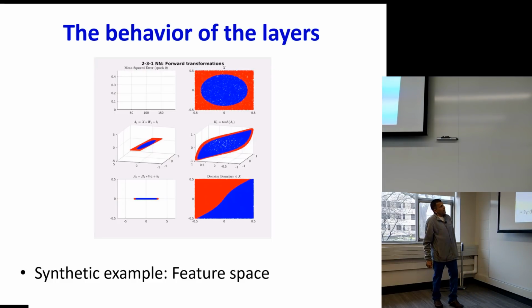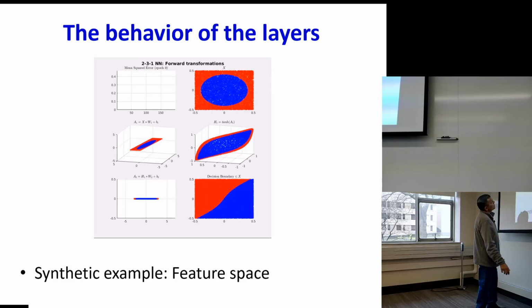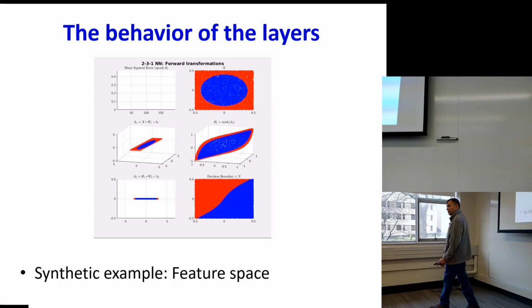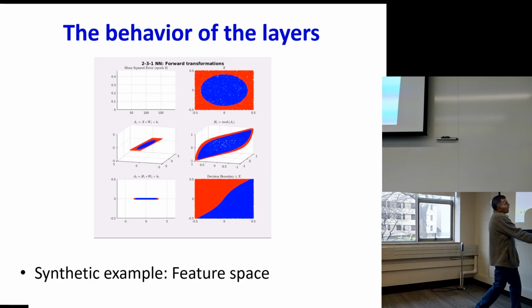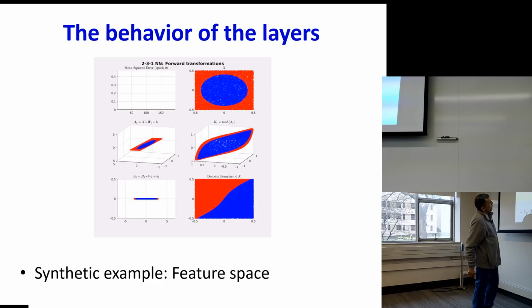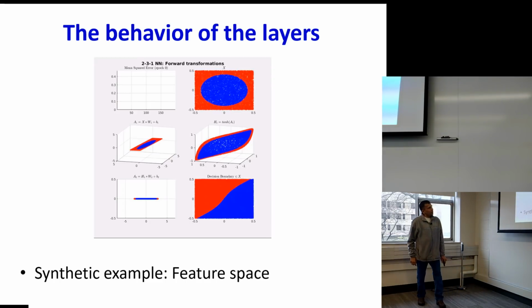And then this is the input to the final output layer, which is just one neuron, right? That you're going to actually be performing classification on. And this is the final decision boundary that you get in the original 2-dimensional space, right?